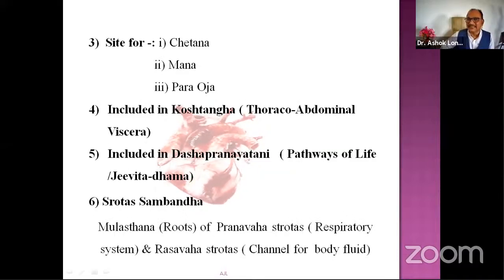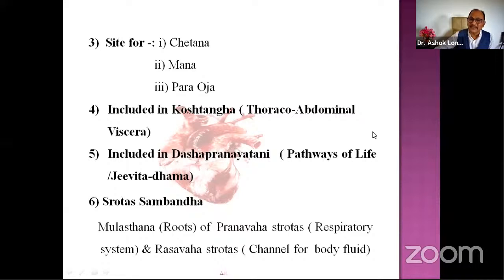It is the site for Chetana, Mana, and Para-Oja. It is also included in Koshtanga, meaning thoraco-abdominal viscera. It is included in the Dasha Pranayatani, the ten pathways of life or Jivita Dhama, described in Ayurveda.